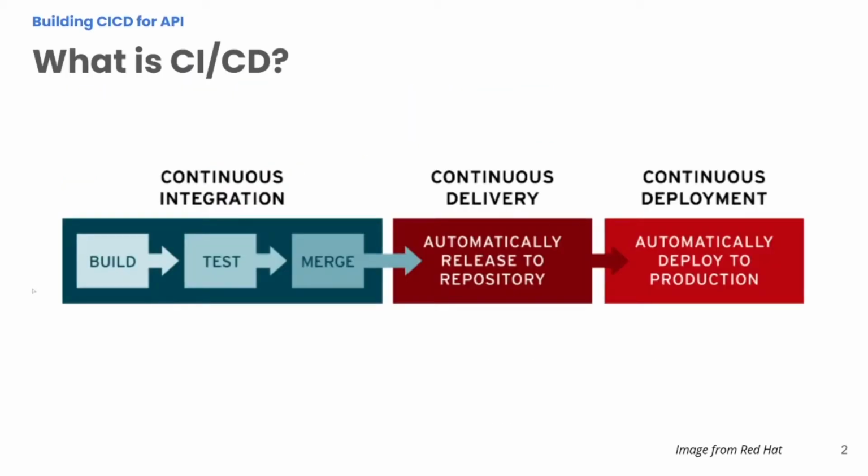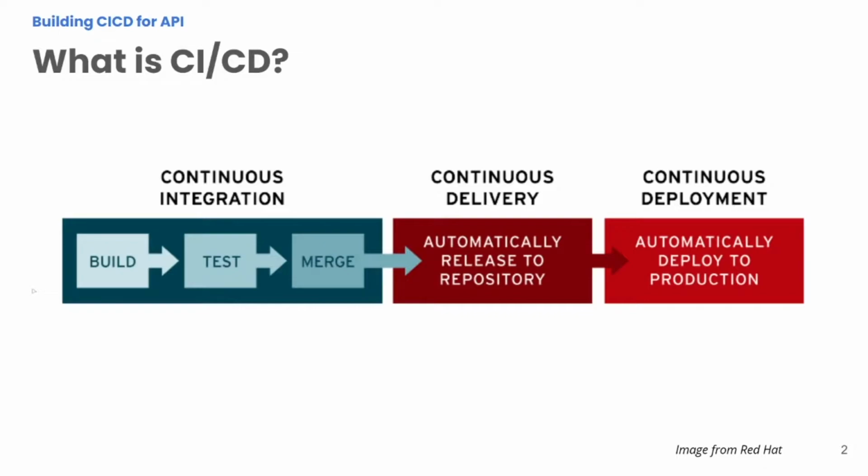What is CI/CD? CI stands for Continuous Integration. In a complex software project, many developers can be working on different features at the same time, so there's a chance for code to have conflicts. Continuous integration helps developers build, test, and merge code smoothly.